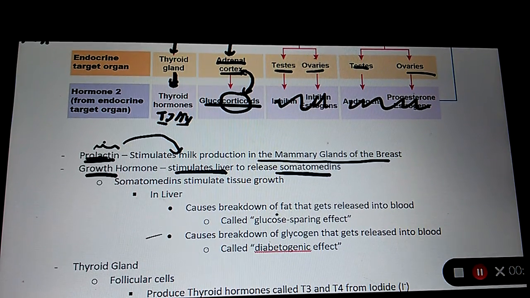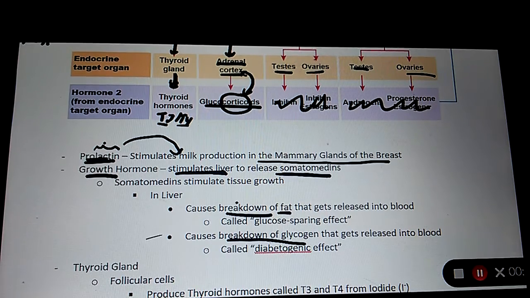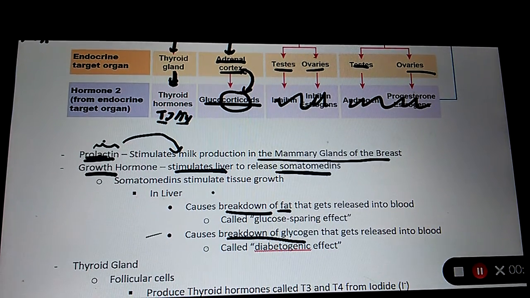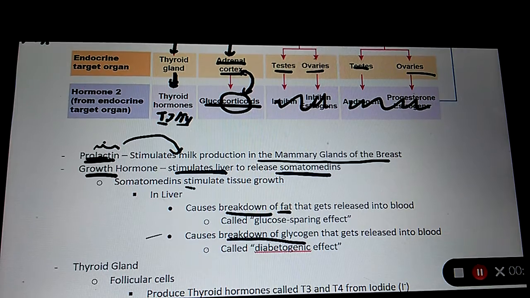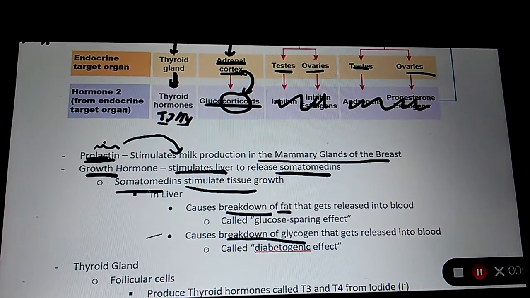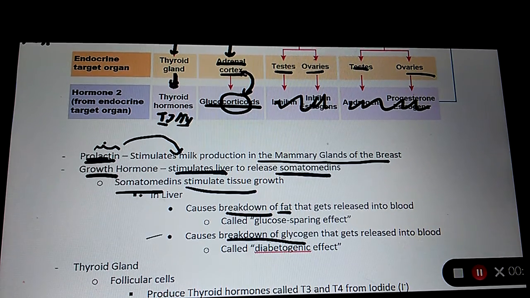They cause a breakdown of fat, and they cause a breakdown of glycogen. So what do somatomedins do? Cause a breakdown of fat, breakdown of glycogen. Do somatomedins also stimulate tissue growth? Yes.